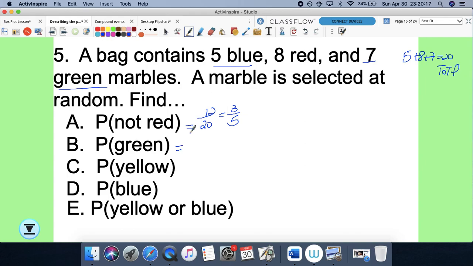What's the probability of getting a green? Well, there's 7 greens, 7 out of 20. Yellow, how many yellows do we have here? We have 0 out of 20, so that's 0%. What's the probability of getting a blue? Well, 5 out of 20, or 1 over 4. What's the probability of getting yellow or blue? Well, there's 0 yellows, and how many blues? 5, so this one's still 5 over 20.